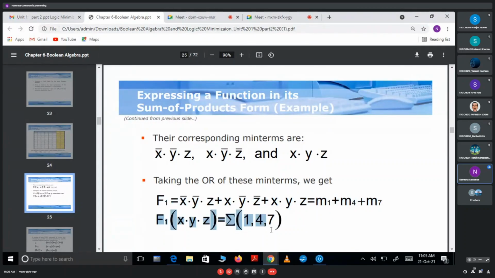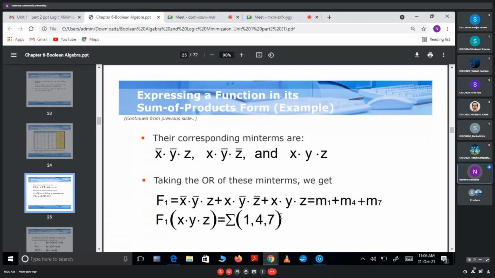Why? Because you know that in this expression, how many literals, how many variables are there? 3. This means this is a function of 3 variables. So f1 of, here it is required comma, x comma y comma z equal to, what does this indicate? Summation. Summation always represents SOP. Okay, summation is the symbol that denotes SOP.